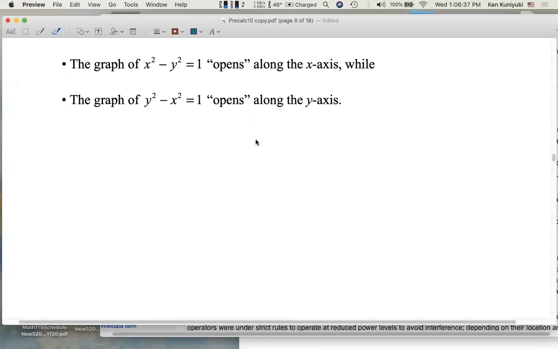Hi, everyone. So on hyperbolas, on my Math 141 final, I mostly wanted people to remember x squared minus y squared equals 1 opens along the x-axis. Notice there's an x squared in front here, whereas y squared minus x squared equals 1 opens along the y-axis. Notice the y squared is in front here.